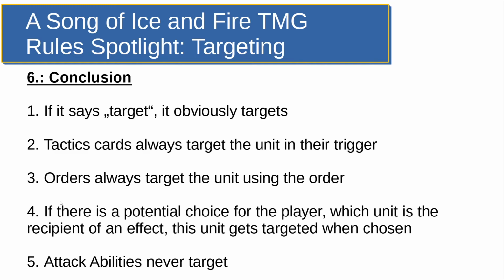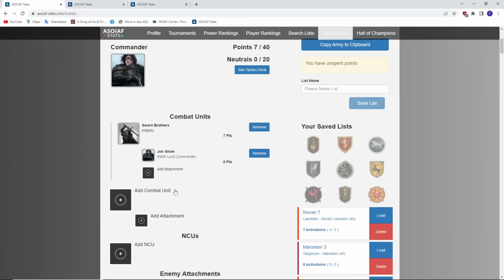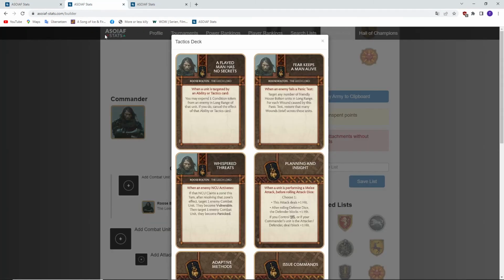So maybe why is this even so important to know exactly when something gets targeted or not? Well, if a unit gets targeted is a trigger in itself for other effects. So things like A Flayed Man Has No Secrets here: when a unit is targeted by an ability or tactics card, you can cancel this targeting effect. So these canceling cards can be pretty powerful.